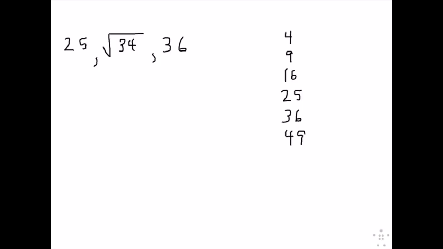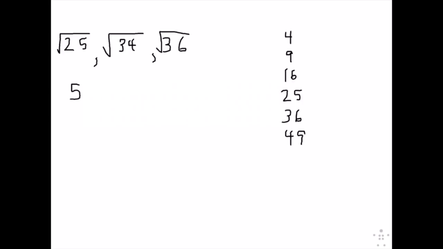So the way we're going to estimate this, we know that the square root of 34 is bigger than the square root of 25, right? Because the square root of 25 is just below it. So it's going to be between 5 and 6. 25 is 5 and 36 is 6. So it's 5 and some fractional part.